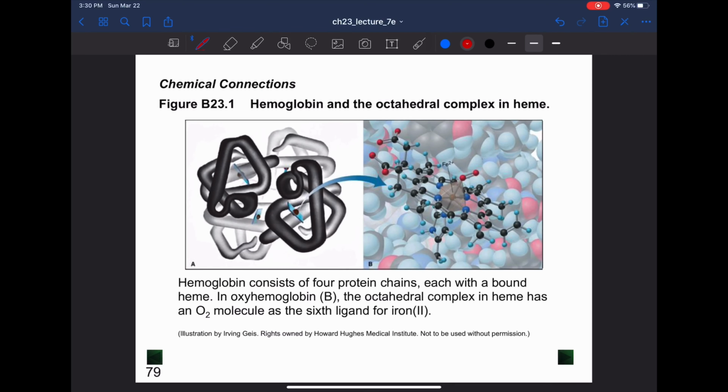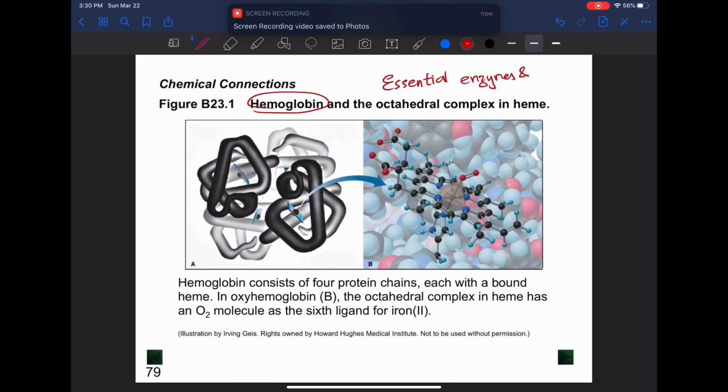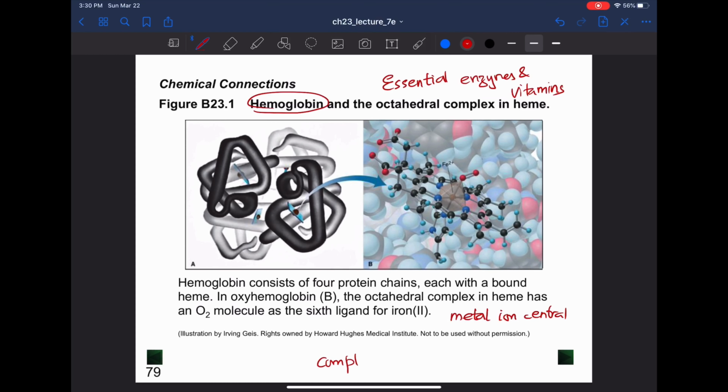One last topic to discuss is, why do we need these transition elements? One common connection is the concept of hemoglobin, and most common essential enzymes and vitamins. Most common essential enzymes and vitamins generally have a metal ion in the center, and they are generally complex ions. So most of them are complex ions. The best example of this is hemoglobin.